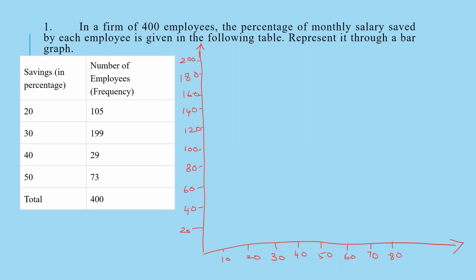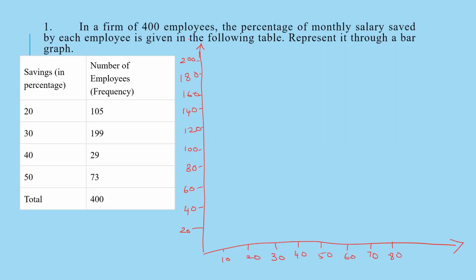The first sum given to you was very simple and direct. In a firm of 400 employees, the percentage of monthly salary saved by each employee is given in the following table, represented through a bar graph. So the sum clearly says you have to draw a bar graph or so-called bar diagram. So here I have taken the x-axis with scale 10 and multiples of 10.